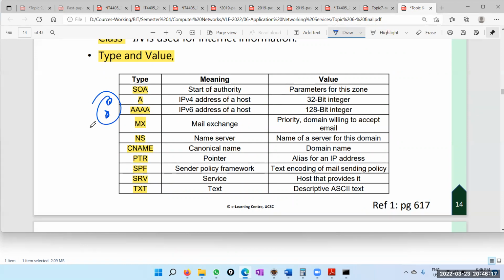Then MX entries are for email servers, right? An MX entry is the IP address of your email server, right? You can even have more than one email server also. This is for the name servers, right? This is another way of giving your domain name, if you want to match it to another server, right? So this I told you is just to give a text, right?